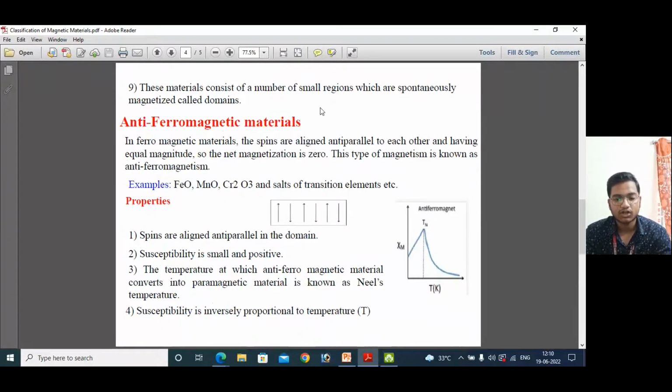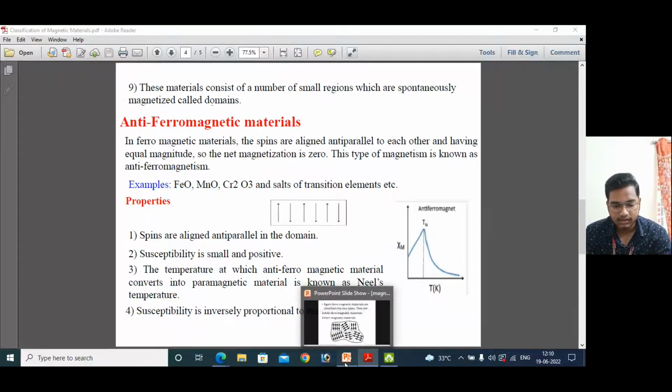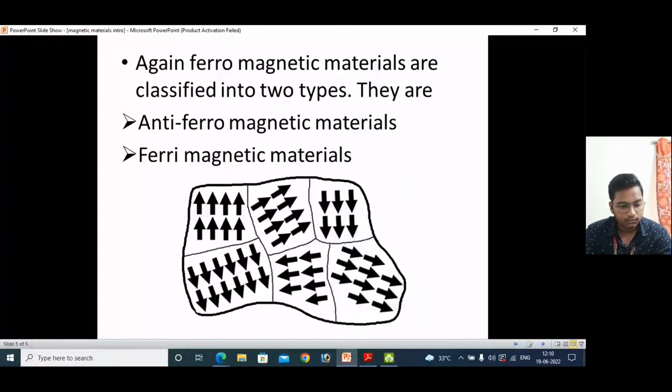These materials consist of a number of small regions which are spontaneously magnetized, called domains. I will show the picture of domains. We can see here the material is divided into small regions in which the magnetization is in a fixed direction. These are called domains.